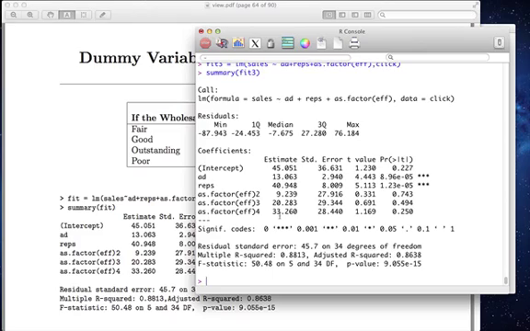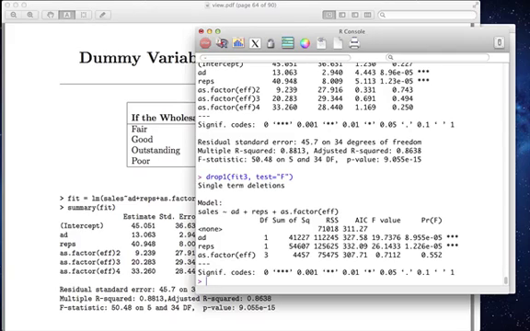One benefit of doing the regression this way is that we can use drop 1. So I use drop 1 on fit 3, and let's do an F test on it. R is going to test whether any of the 3 variables are significant. So ads, if we drop ads, we lose 41,000. If we drop reps, we lose about 55,000, 54,000.